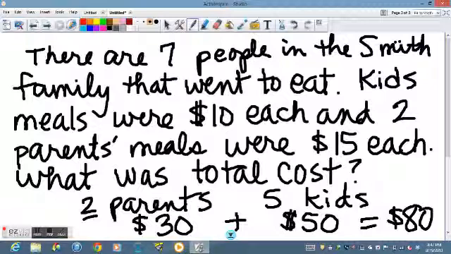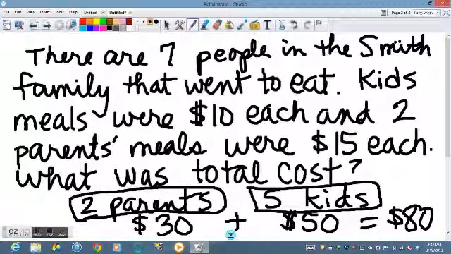Now, when you're doing a word problem, you want to write everything down, kind of like I did. So it's helpful if you write down how many parents you have and how many kids you have, and then you can figure out the cost for the parents and the cost for the kids, and then you're going to end up adding those two together. So I wrote the plus sign and the equal sign and then added those up and got 80.